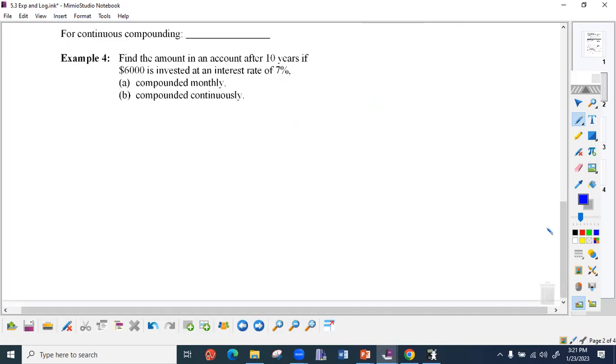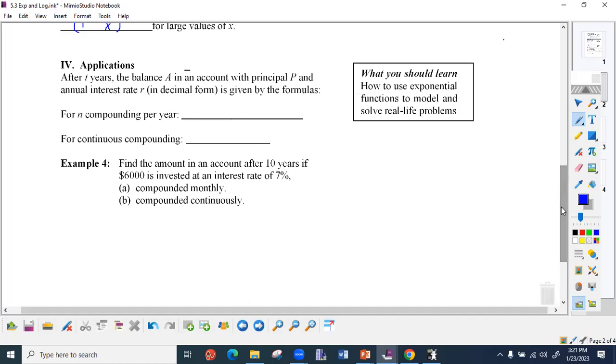All right, applications, a real world example here. We're going to talk about interest. A is your account balance, t is your years, P is your principal, and r is your interest rate in decimal form. When you're trying to find the compound interest, hopefully this sounds familiar, A equals P times 1 plus r divided by n, to the nt. Or continuously compounded interest now uses the e: A equals P times e to the rt. The key thing is, once you have the formula, you're going to read the problem and make sure you have all the information to solve it.